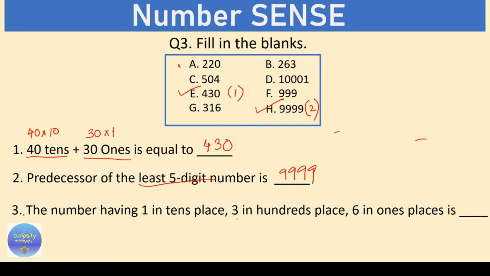Now let's look at our third question, which says number having 1 in tens place, 3 in hundreds place and 6 in ones place is what? So we have tens, hundreds and ones. So let's write it. Hundreds will come first, then tens, then ones. 1 in tens place, so I have 1 here. 3 in hundreds place, so I have 3 here. And 6 in ones place, so I have 6 here. So my number is 316, which is G. So this is my third answer, 316.